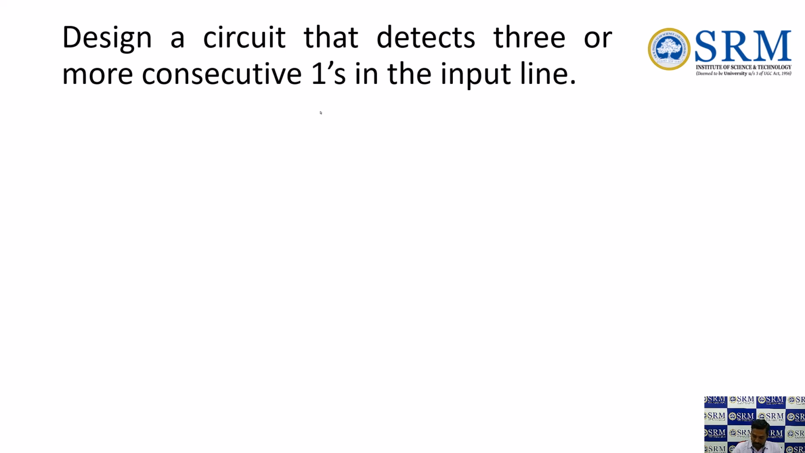Okay, so let it be, for example, the input sequence 1 1 1 0 1 0 1 1 0 1 1 0, or include a 1 here, right? So in our question, we have to design a circuit that detects three or more consecutive ones in the input line. Let us consider this will be our input. So the output will be 1 when the input sequence detects three ones: first one, second one, third one. The output will be 1, right?